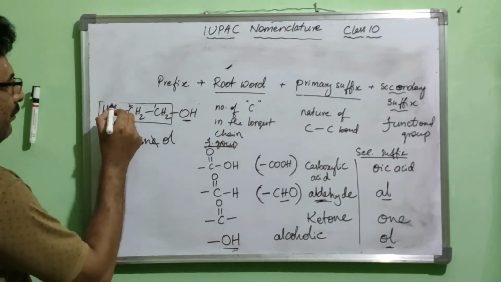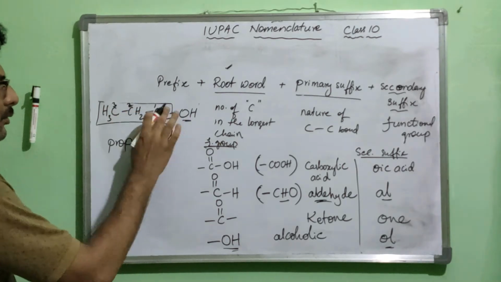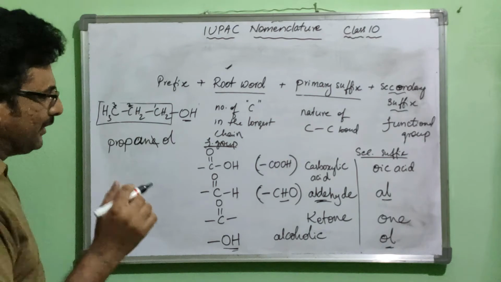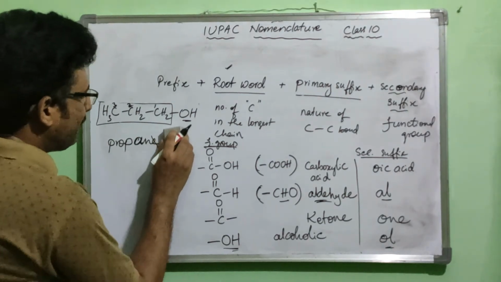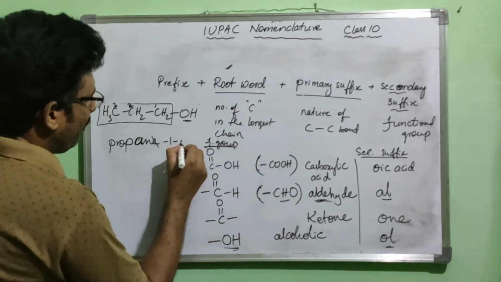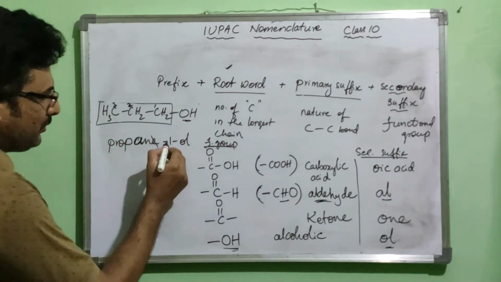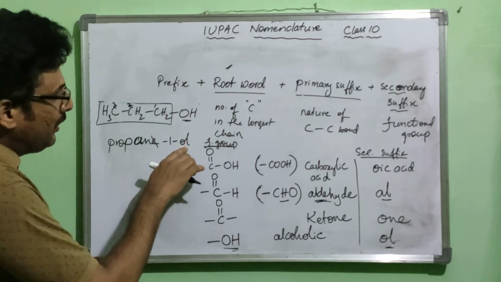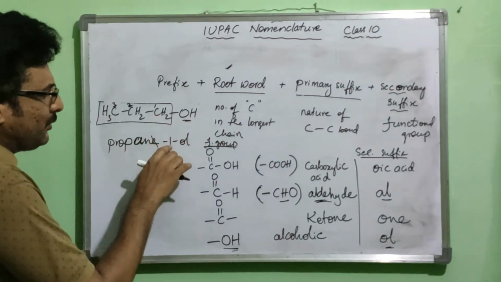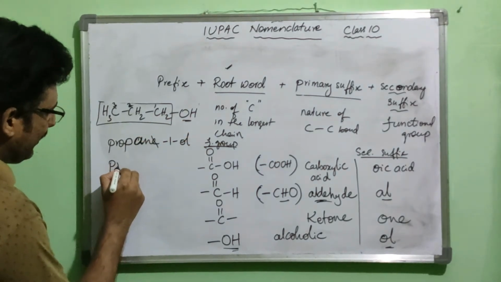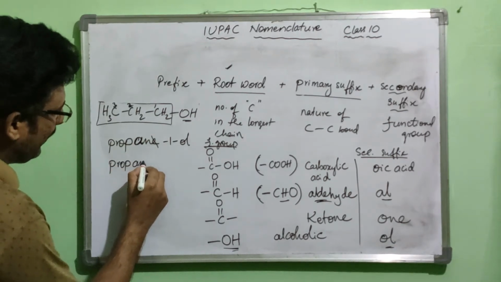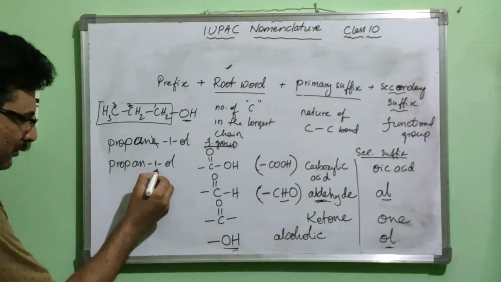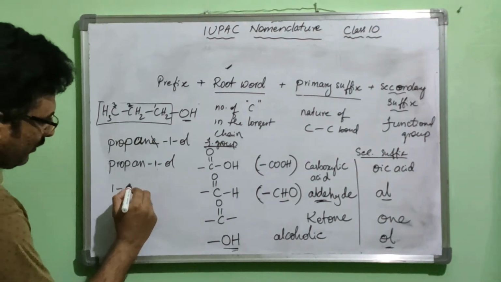Now look at on which carbon the OH is present. The OH is present in the first carbon, so that is the position of OH. That's why this will be propane-1-ol. This 1 represents the position of the alcoholic group. Here the alcohol is in the first carbon, so it is 1-ol, and the name becomes propane-1-ol.